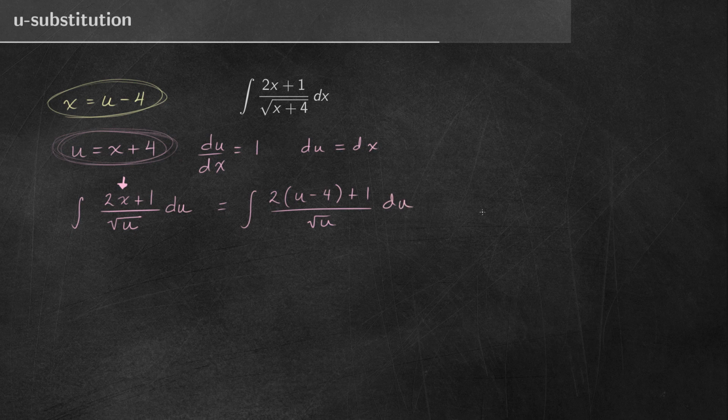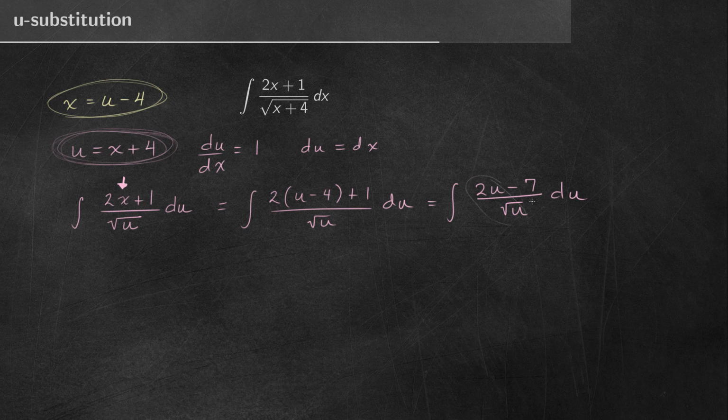So that looks kind of complicated. We can't integrate right now because it's in the form of a quotient and we don't have a quotient rule for integrating. So we need to simplify this as much as possible. Let's distribute the 2 on the top, add 1, combine like terms. So we get 2u and then minus 8 plus 1, so 2u minus 7 over the square root of u times du. And we'll continue to simplify this.